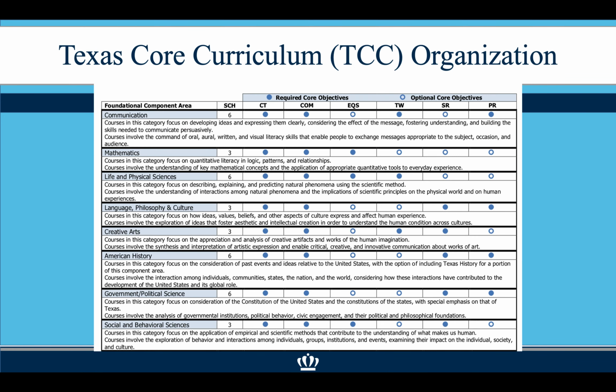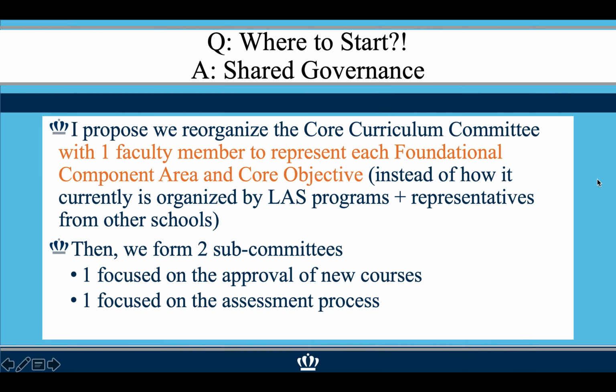So this is a chart that you're probably familiar with. Here are the foundational component areas. So this is what the students look at in terms of what classes they need to take for these particular component areas. And then these are the core objectives or the learning outcomes that are supposed to exist in each of these foundational component areas. And the ones that are circled or bubbled in, those are the core objectives that are to exist in the particular classes that are in these foundational component areas.